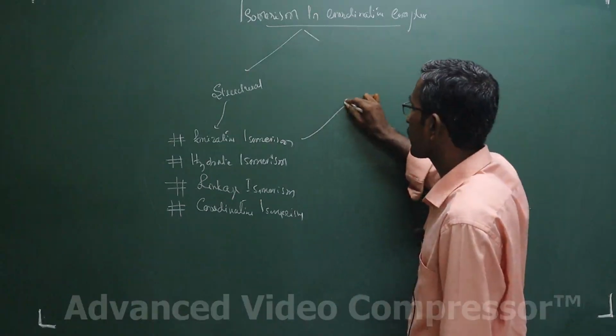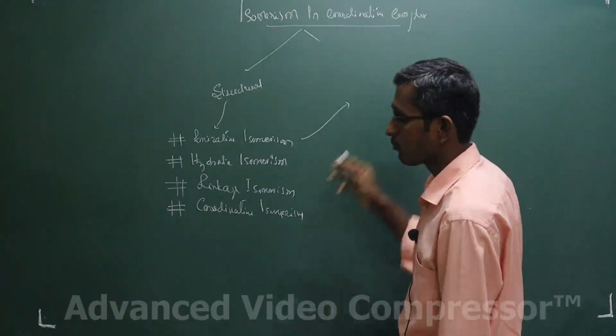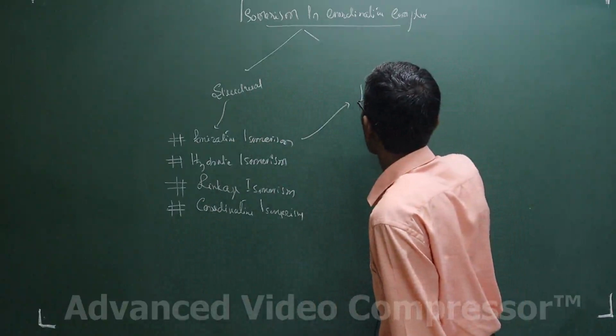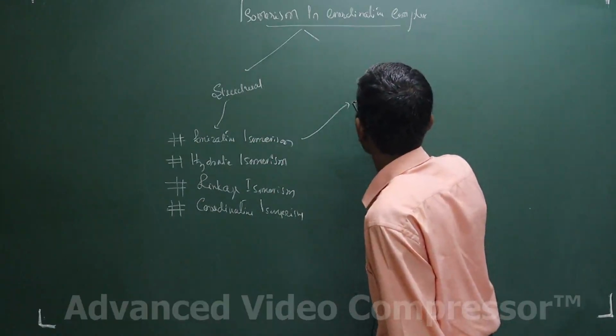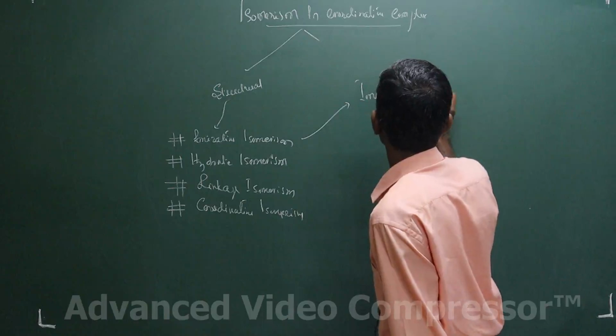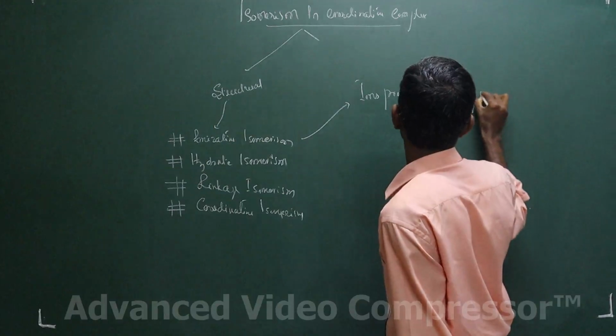Ionization isomerism. For example, what happens is the ions produced will be different. The molecular formula is the same, but the ions produced will be different.